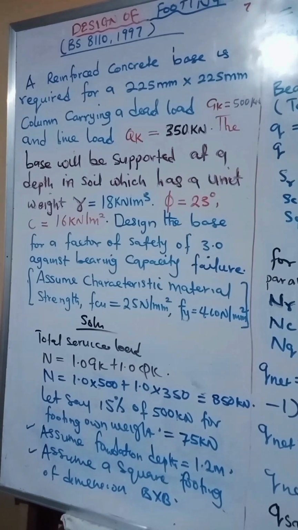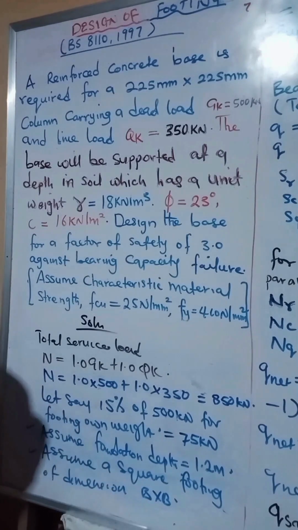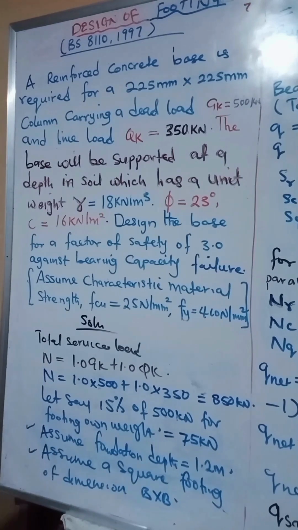Now in this 850 of the total service load, remember the footing itself has its own self weight. We do not know the self weight of the footing because at this stage of the design we've not been able to determine the size of the footing, talking about the breadth, the length, and the depth of the footing. Because for us to be able to obtain the self weight of the footing, we need the thickness of the footing as well as the surface dimension. Now we've not gotten that.